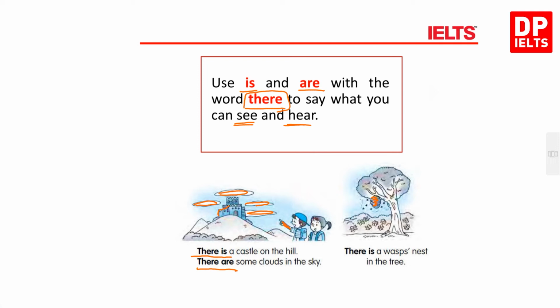தேர் இஸ் அ காசல் ஆன் த ஹில். ரைட். அங்கே அந்த மலை உச்சியில் ஒரு காசல் இருக்குது. ஸோ அங்கே. ரைட். அதே மாதிரி there are some clouds in the sky. வானத்தில் அங்கே வானத்தில் சில clouds இருக்கு. and clouds plural-என்றதால தான் நாங்கள் இதில் there are என்று சொல்கிறோம். ரைட். பிகாஸ் நாங்கள் ஒரு plural விஷயத்தை பற்றி தான் பேசுகிறோம்.